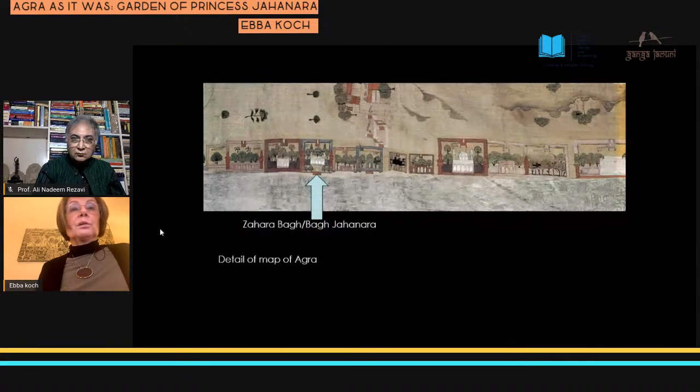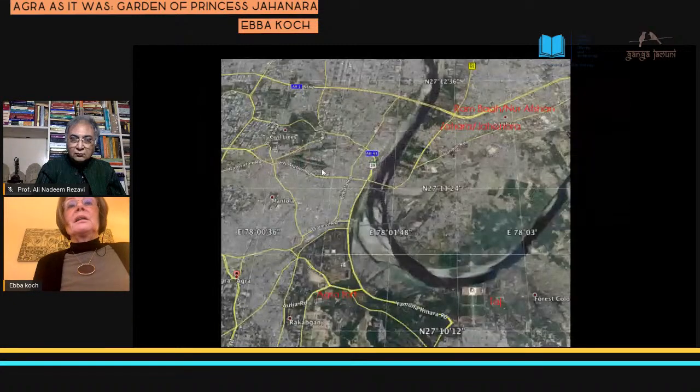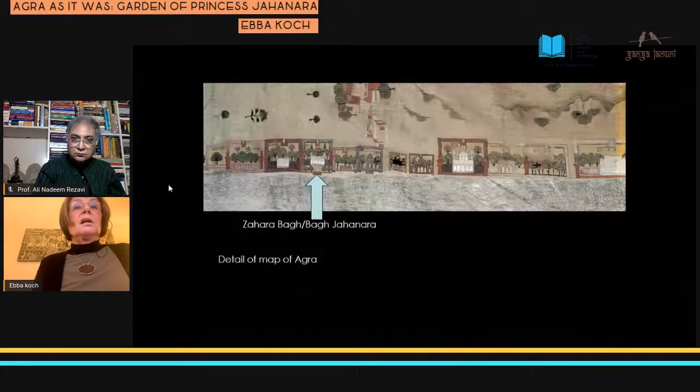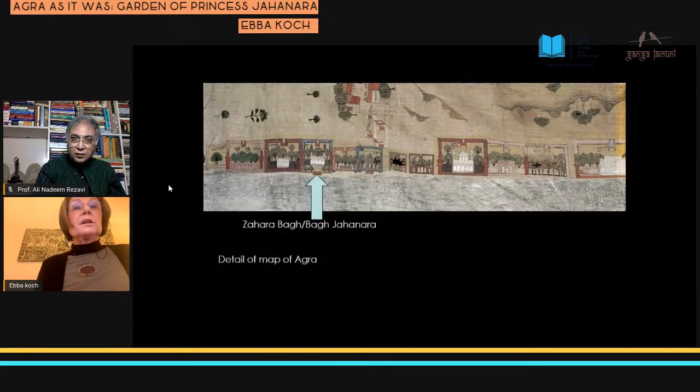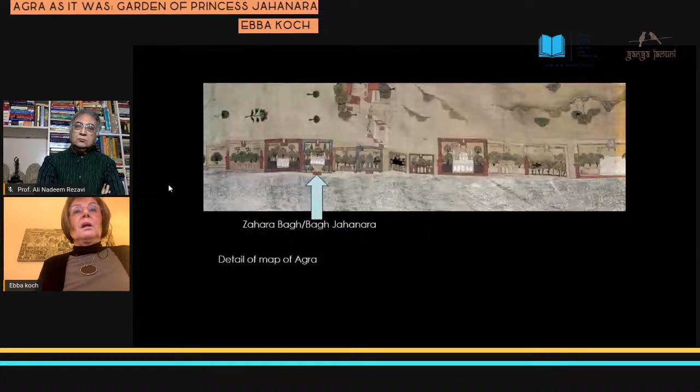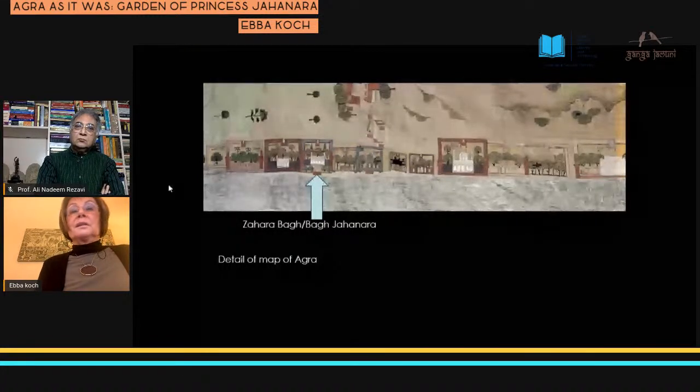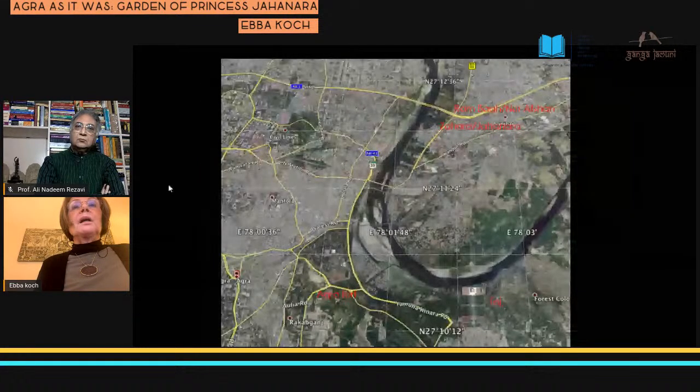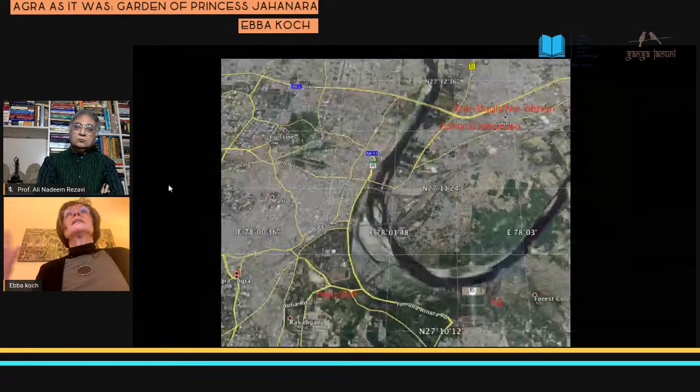I have here the arrow to point out its situation next to the Rambagh. But on the Jaipur maps, this garden is described as Bagh Jahanara, and also the British Library scroll map of Agra inscribes it as Jahanara's garden, and in Persian as Bagh Jahanara Begum.